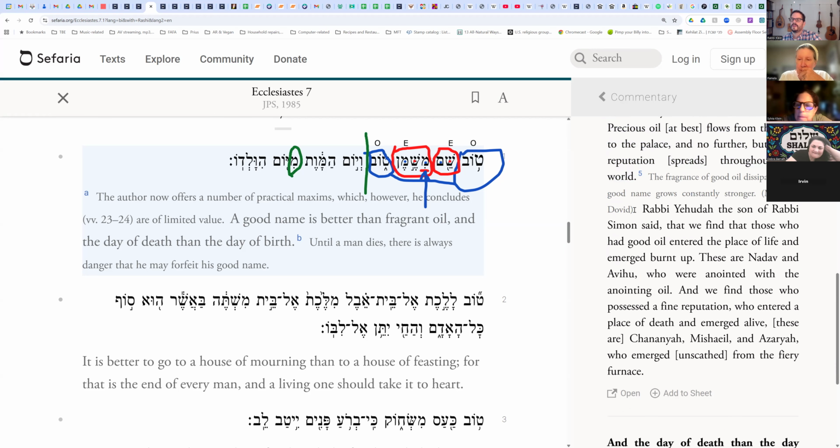Rabbi Yehuda, the son of Rabbi Shimon, said that we find that those who had good oil entered the place of life and emerged burnt up. These are Nadav and Avihu, who were anointed with the anointing oil. So not all oil, not even good oil, is that great. And we find those who possessed a fine reputation who entered a place of death and emerged alive: Hananiah, Mishael, and Azariah from the book of Daniel, who emerged unscathed from the fiery furnace because they had a good name. So this is one of those proof texts.